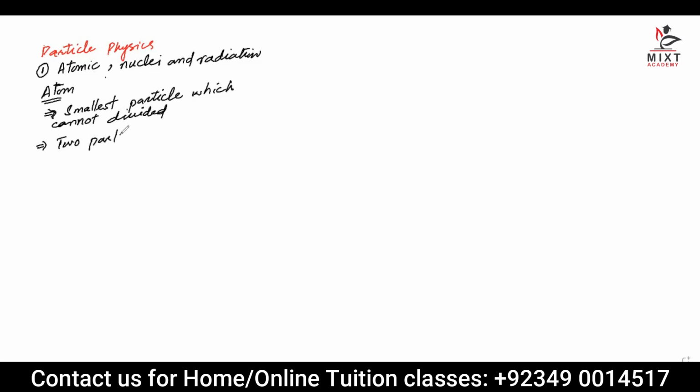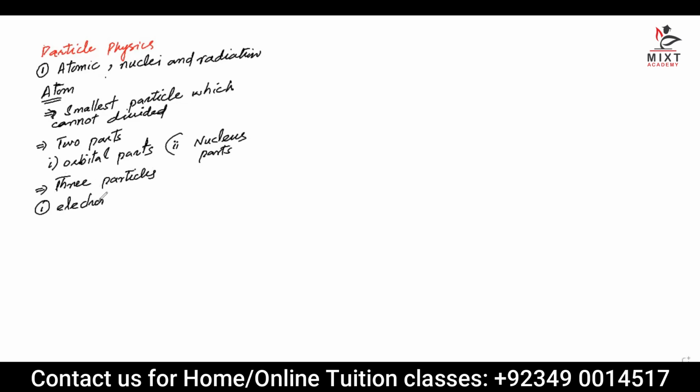Two parts. The orbital part, and the second one is the nucleus part, or you can say the centered part. This atom has three particles: the electron, the proton, and the neutron.